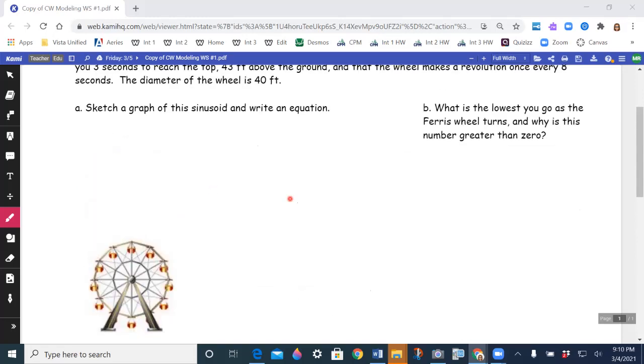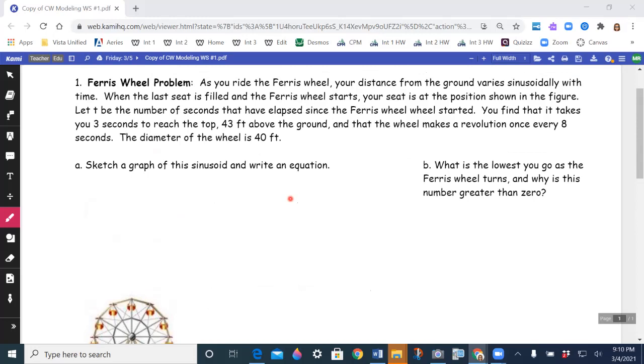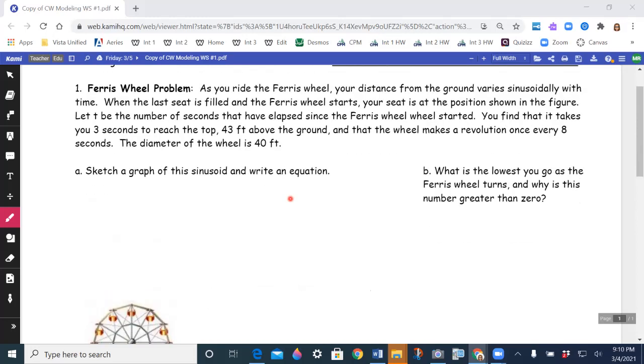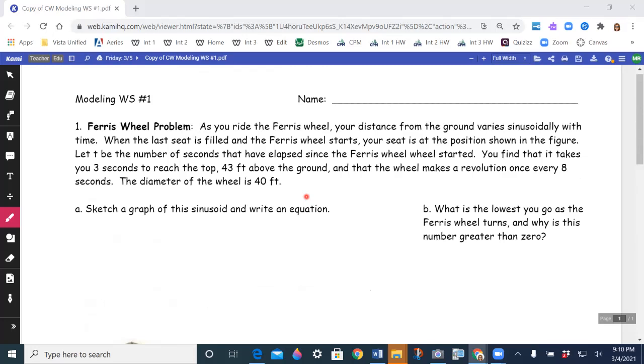Okay. So when I do these graphs, what I would recommend doing is drawing in your highest the graph is going to go, the lowest the graph is going to go, and halfway in between is your center, is your vertical shift. So on this Ferris wheel, at 3 seconds, it says you reach the top, which is 43 feet above the ground. Okay. And we know that the diameter of the wheel is 40 feet.